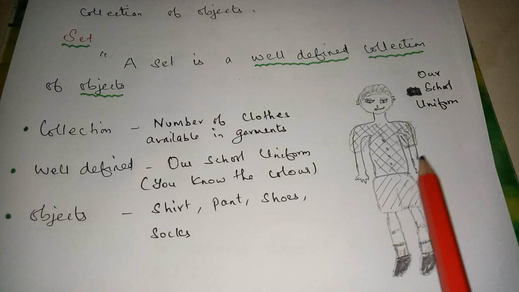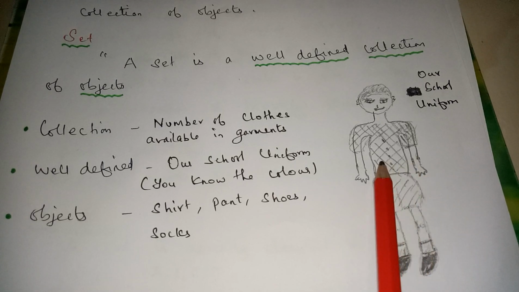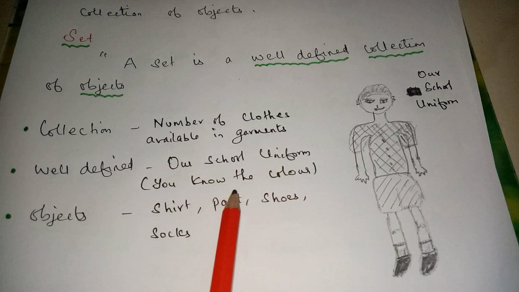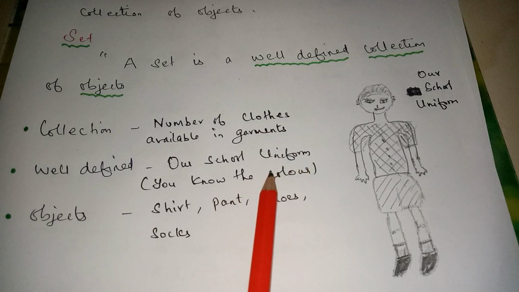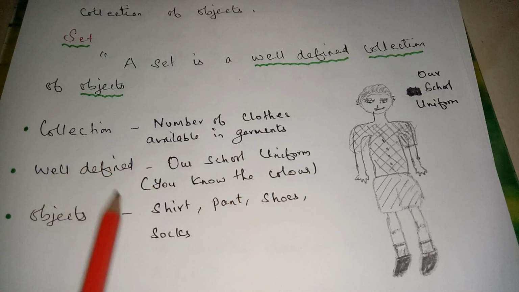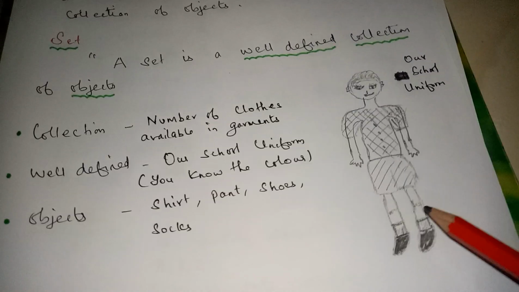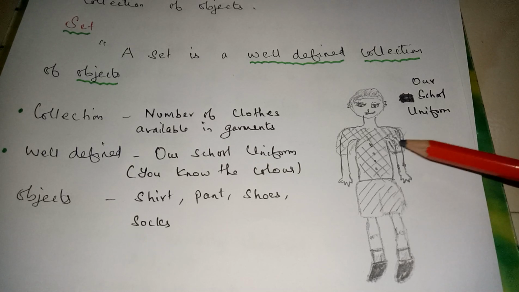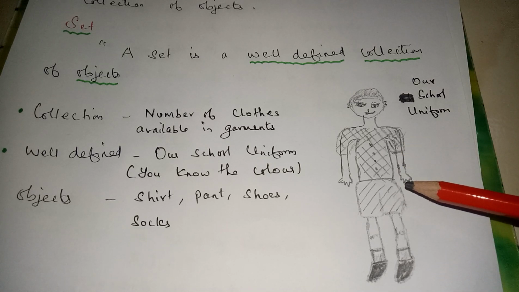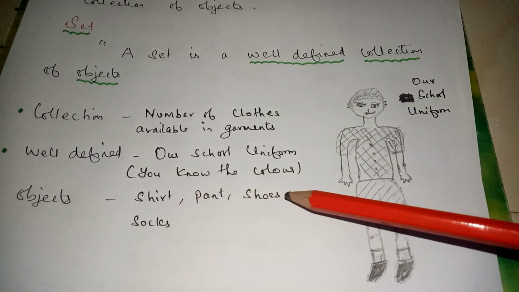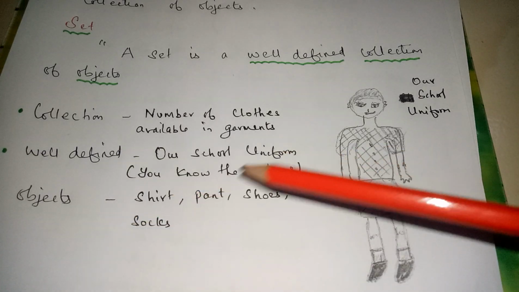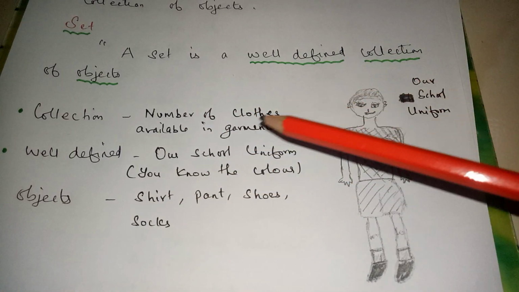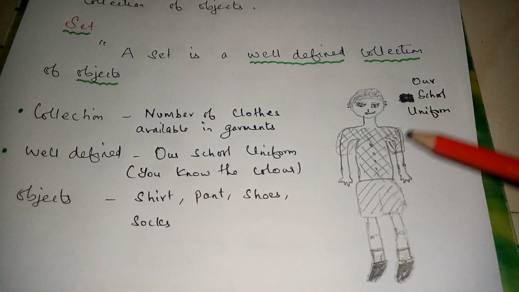So that particular fixed uniform we need to buy, that is called well defined. That is our school uniform. You know the colors of our school uniform, that is called well defined. Then we have objects. So we have shirt, pant, socks, shoes. Each one we say is an object. The shirt, pant, shoes, socks, tie, etc. we say is an object. Now this denotes the well defined collection of objects, that is our school uniform.